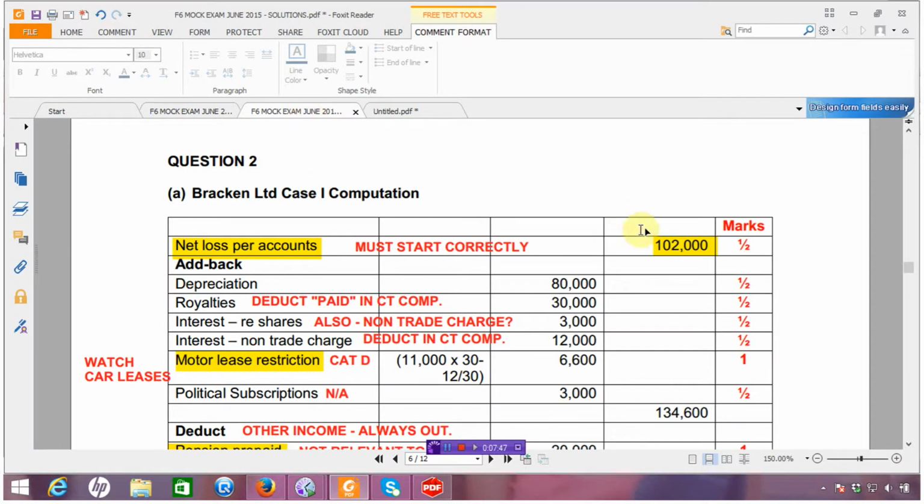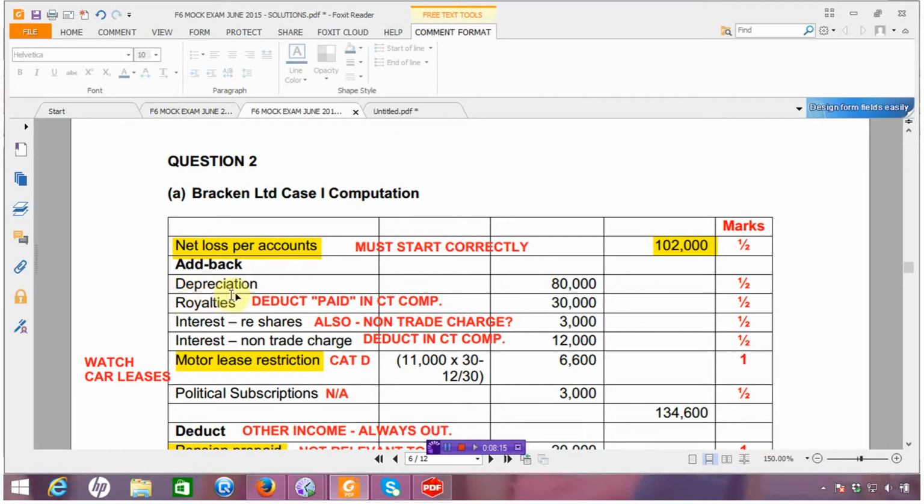Okay. Now, in terms of the answer itself, as I've said, we must start correctly. So it is net loss per the accounts, and notice how that reverses your entries because you're starting with a loss. So you've really got to make sure that you work with your pluses and your minuses correctly. I'll just scan down some of these. As I say, I think there are one or two areas within this answer. I'll try to make them clear to you.